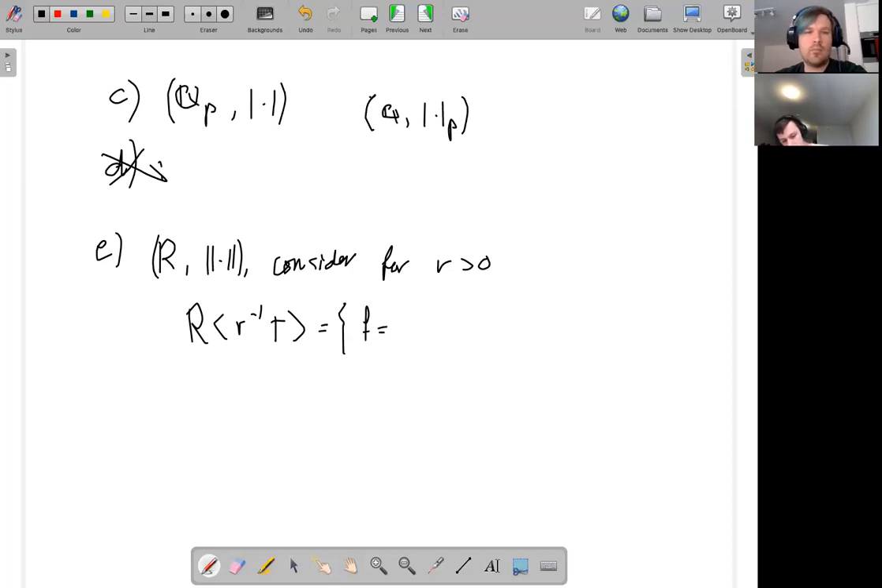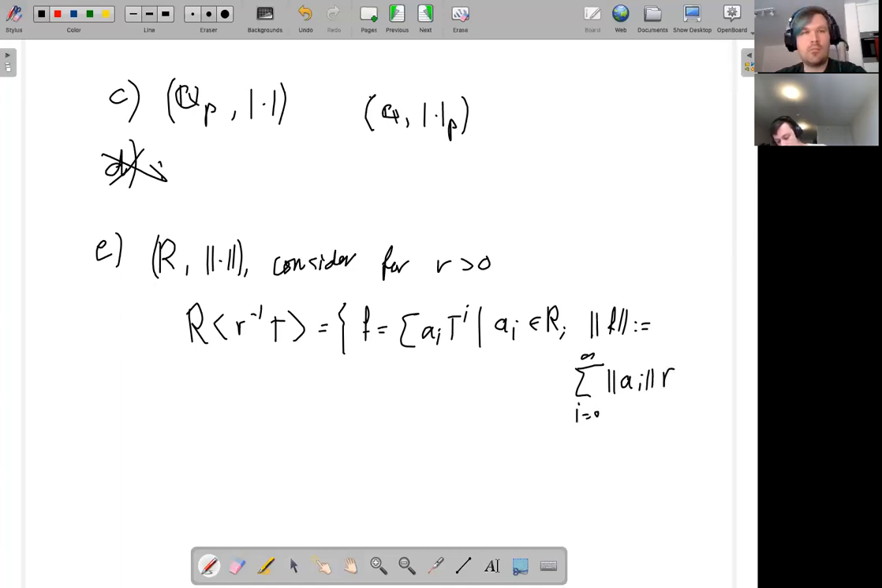So this is the sum of d_i x^i, such that all the d_i's are in R. And the norm of f is by definition equal to the sum of the norms of the coefficients times r to the power i. This has to be less than infinity, so this has to be some finite value.